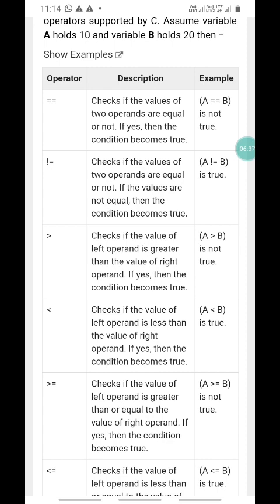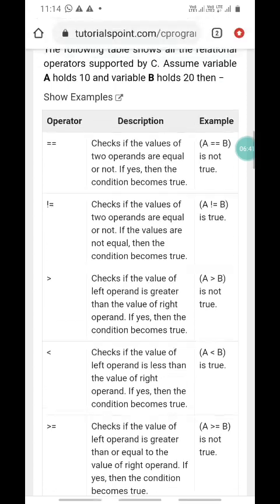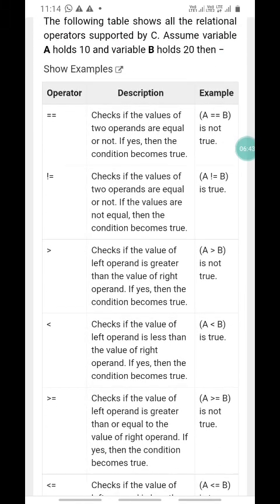For example, A greater than B, where the value of A equals 10 and B equals 20. Is it possible that A is greater than B? No. B consists of 20, so B is greater than A, but the condition is A is greater than B, so the output is not true.